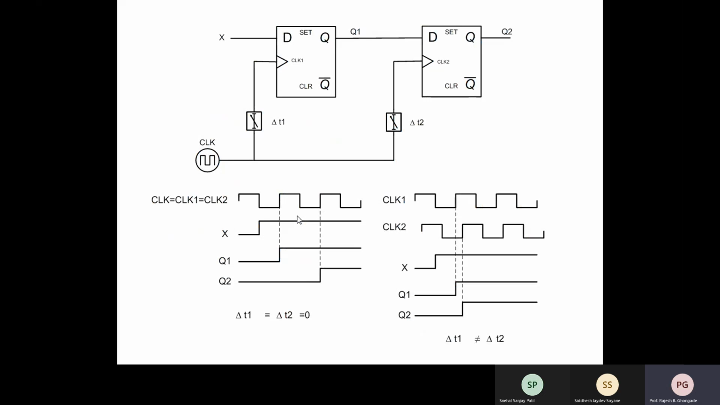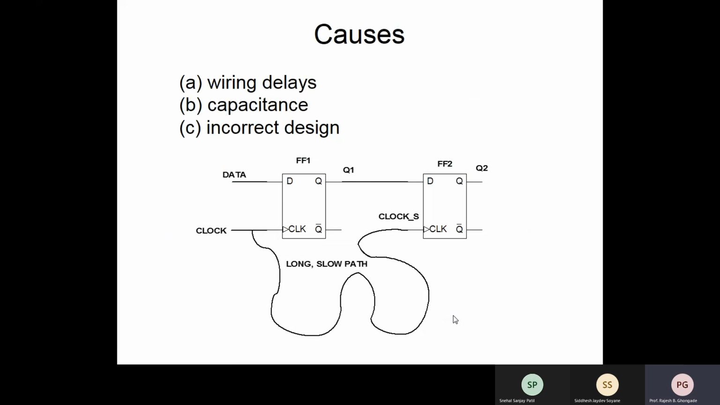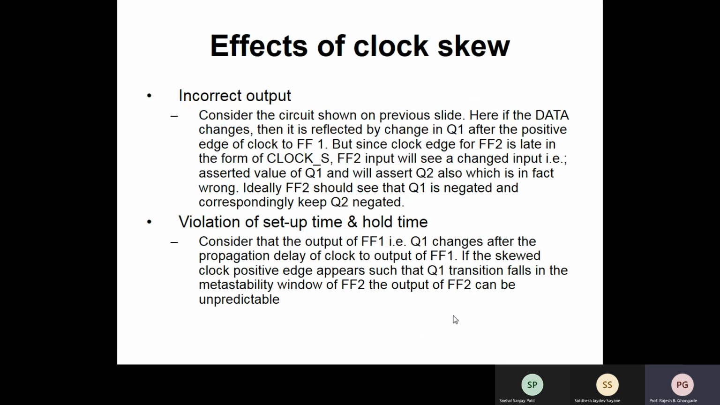So what is going to happen is you are going to get different values at the output. If there is no clock skew, this is what is expected. But if clock skew is there, this is what is going to happen. So we get wrong outputs first of all. Again, clock skew may cause violation of the setup and hold times.